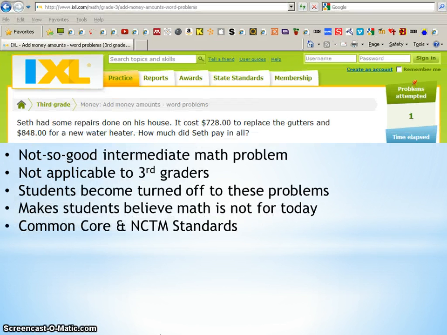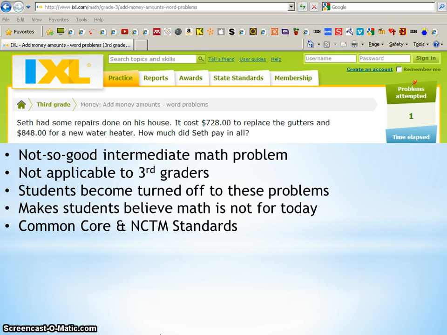This is an example of a not so good intermediate math problem. The reason why it falls in this category is because it provides a problem that is not applicable to a third grader. Problems such as this one are really the reason why so many students are turned off towards math, because they feel that it is not for them right now.